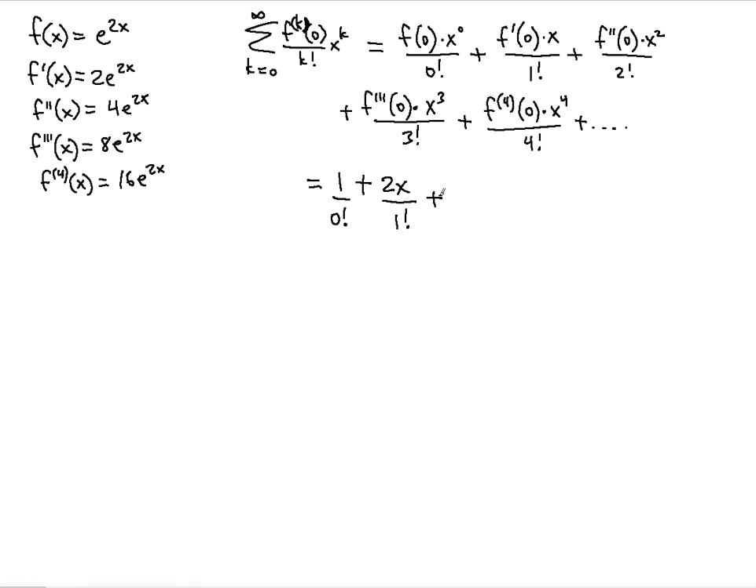The next one is what? The second derivative at 0 is 1 times 4, so that's 4x squared, divided by 2 factorial, plus 8x to the third over 3 factorial. You can already see the pattern. 16x to the fourth divided by 4 factorial, etc., etc. So what does that mean? That's going to be actually easier than the previous example we've done.